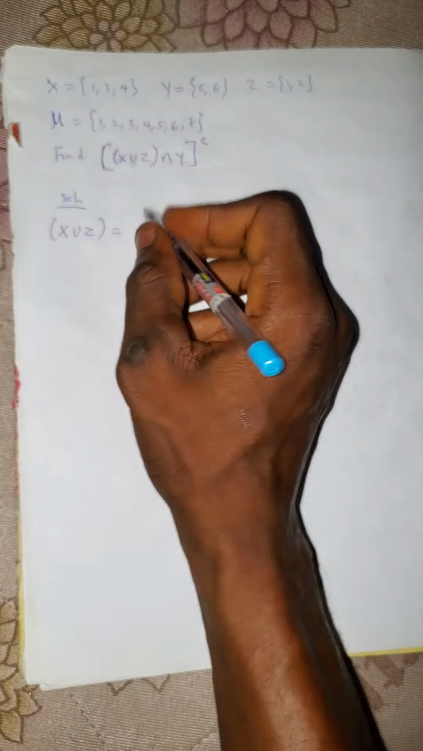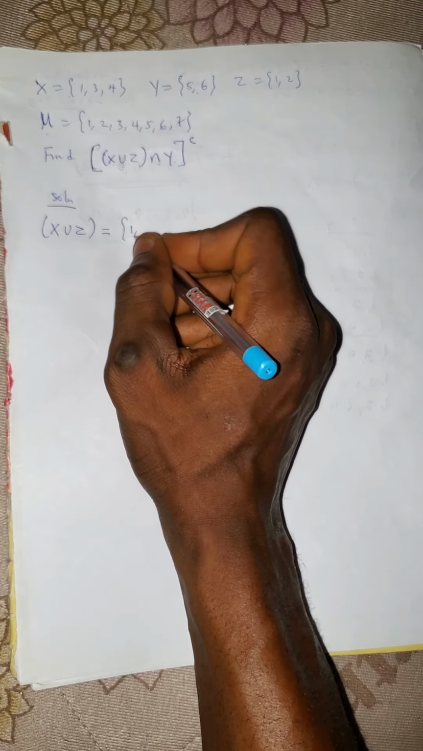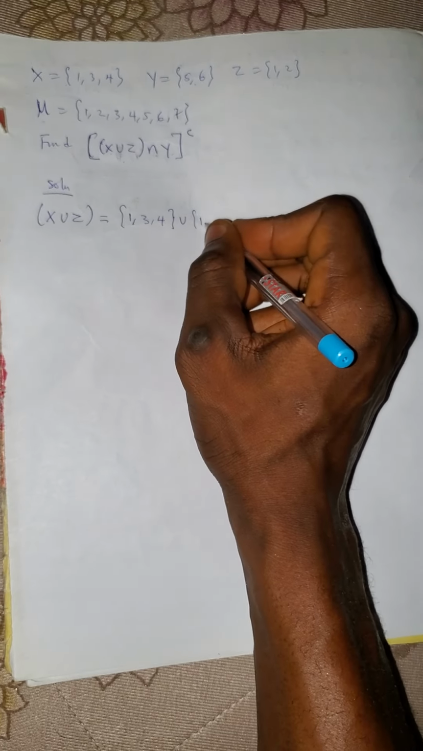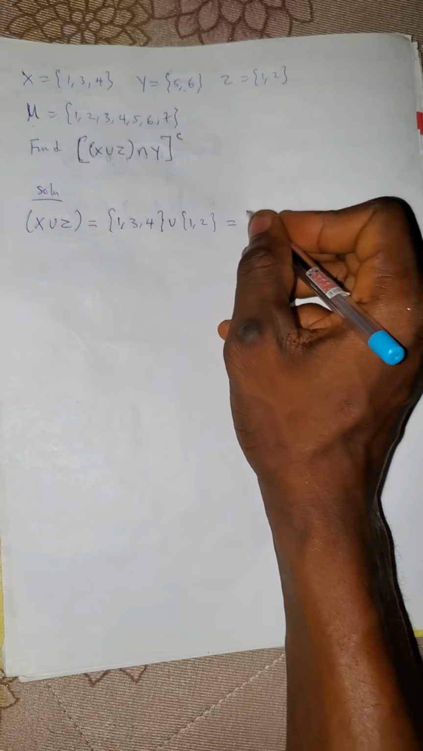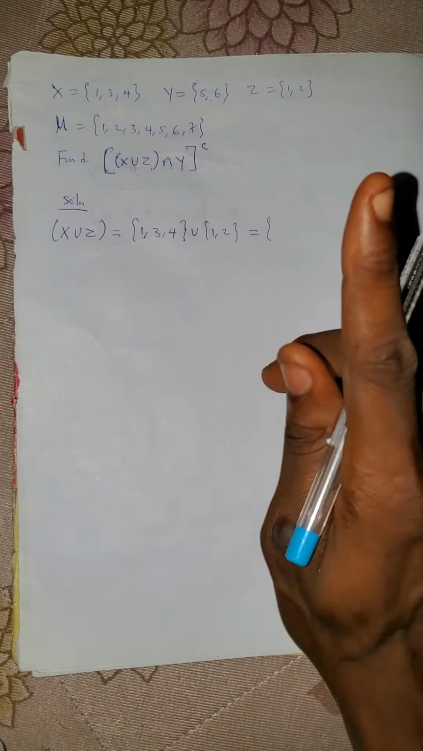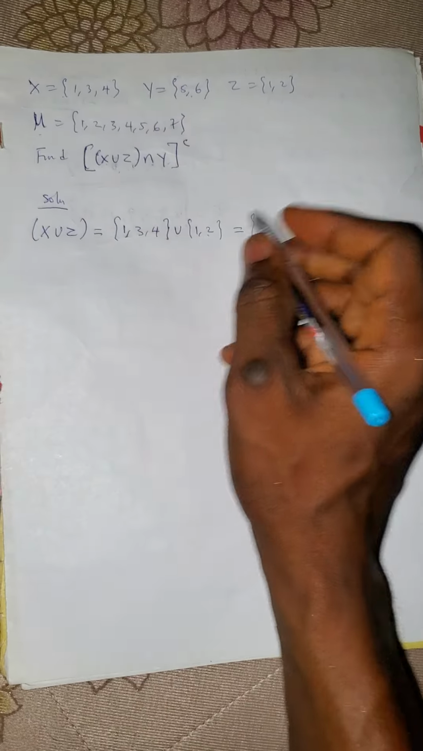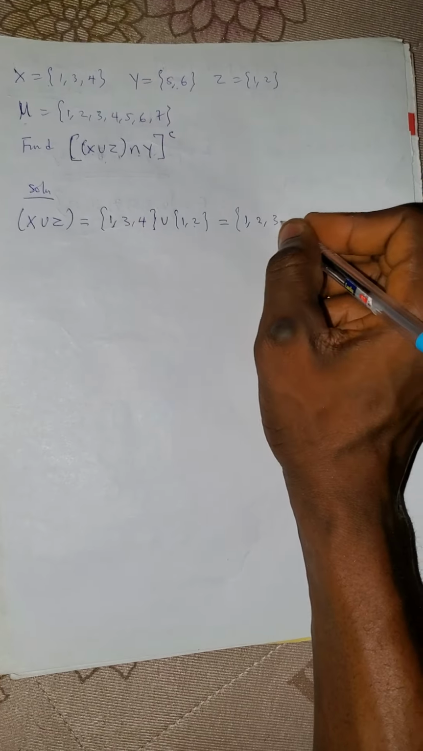You should know what union means. Our X is 1, 3, 4. So union, what's our Z? 1, 2. So the union means we are going to combine these two together, but you must not repeat any number twice. Now 1, let's include 1. 2 is also here. 3 is also there. 4 is also there. So that's X union Z.